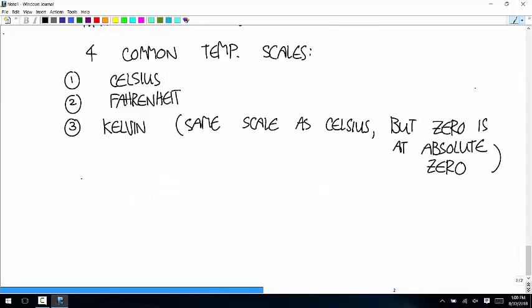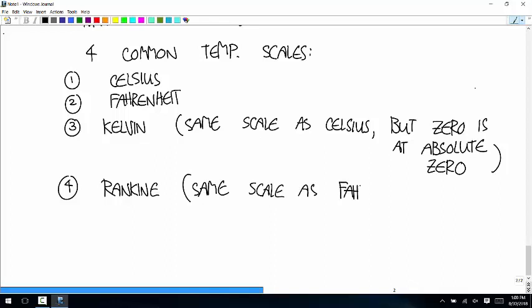And then one you don't see as often, it's like the Kelvin for the Fahrenheit scale. It's called Rankine. And it's the same scale as Fahrenheit. Zero is at absolute zero.